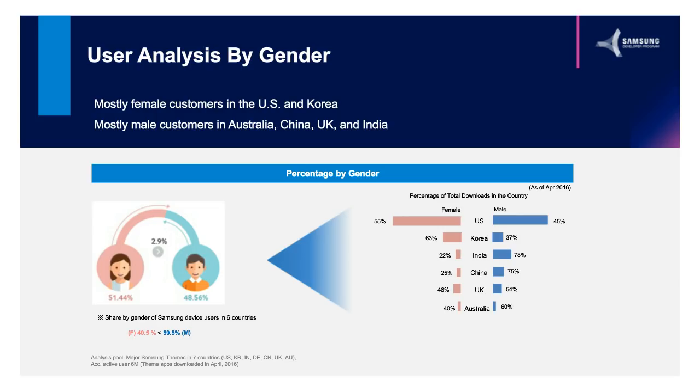And we have a breakdown of the top 7 countries based on how much is the female audience and how much is the male audience. For example, the first one, for US we have 55% female audience, whereas 45% male audience.